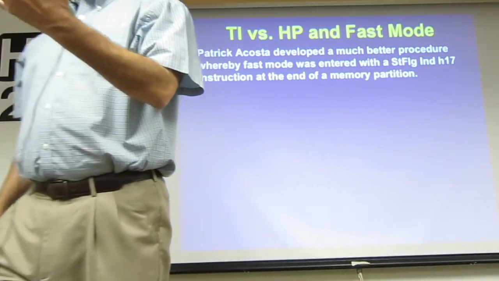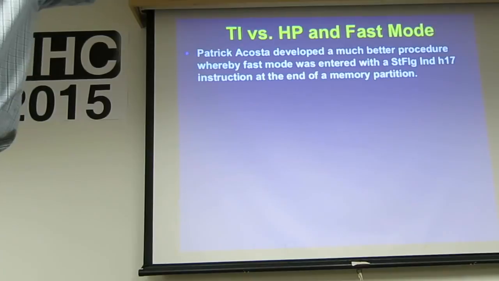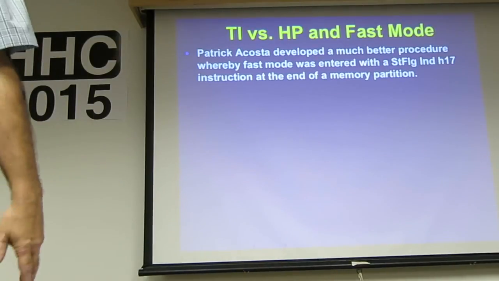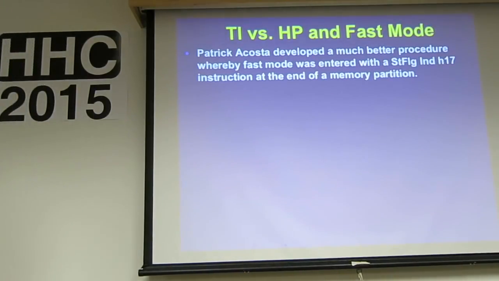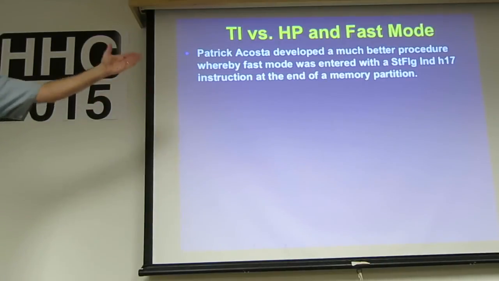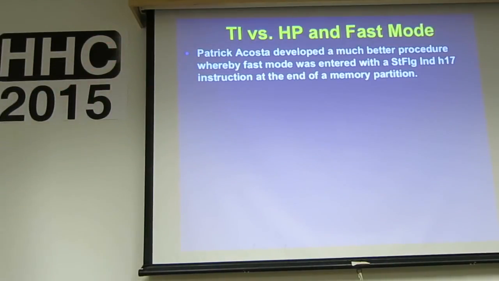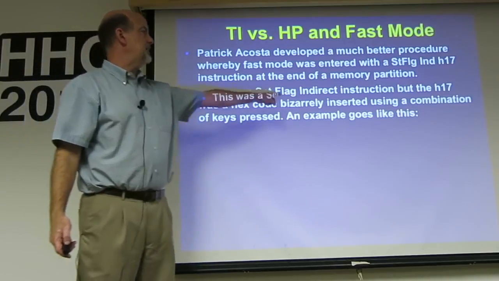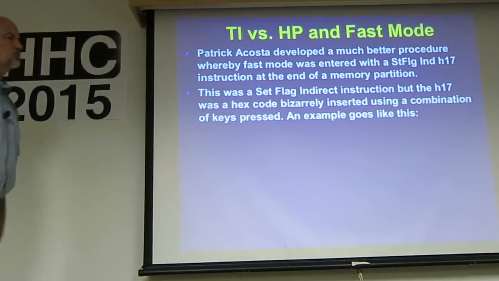I'll talk about that in a minute. It would jump back somewhere previously in the program and start running fast. So you didn't have to wipe the memory. You could actually have this on a 58C, and you could run the program all the time. This was a set flag indirect instruction, but the hex code 17 was inserted bizarrely.